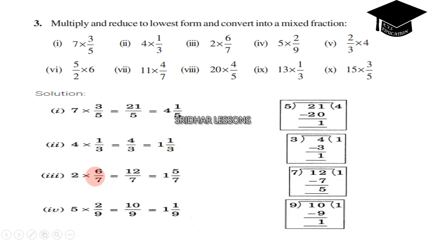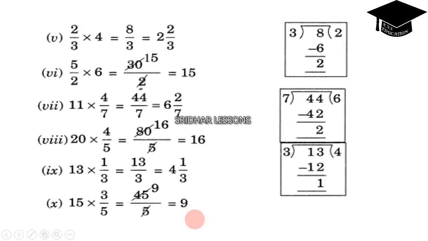Third one, 2 into 6 by 7, that is 12 by 7. If you divide 12 by 7, that is 1 into 7 is 7. 12 minus 7 is equal to 5. So 1 of 5 by 7. Next, 5 into 2 by 9, that is 10 by 9. If you divide 10 by 9, that becomes 1 of 1 by 9. Next problem, 2 by 3 into 4, that is 8 by 3. If you divide 8 by 3, we will get the remainder 2. That means 2 of 2 by 3.